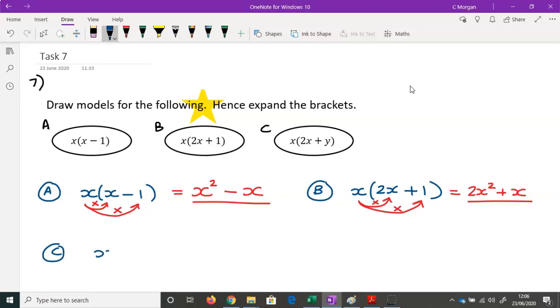C. X, lots of 2x, add y. I'm going to multiply by the term outside. X multiplied by 2x is 2x squared, and x multiplied by y is going to be positive xy.